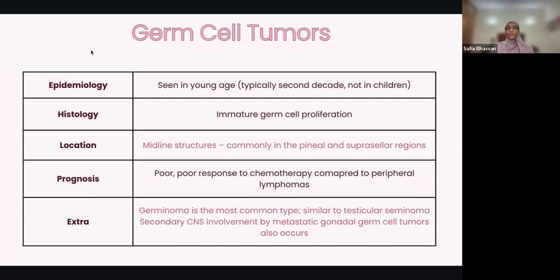And just a quick review of germ cell tumors. These are tumors that are seen in young ages, and basically they're immature germ cells. Germ cells are the cells that you would see in the gonads, for example, the testes and the ovaries. You could see them extragonadal, and they would always be in the midline structures. In the context of the CNS, that would be in the pineal and the suprasellar regions.